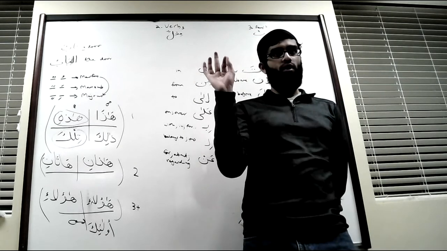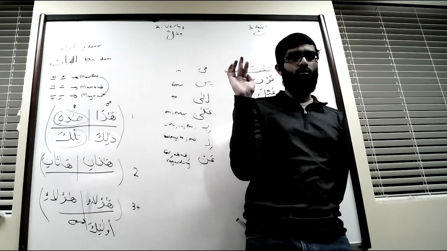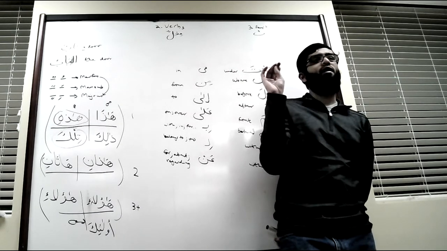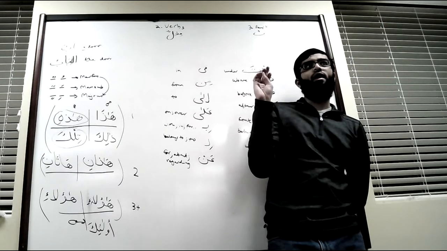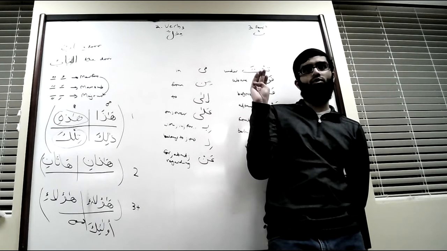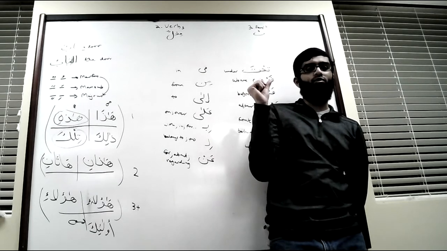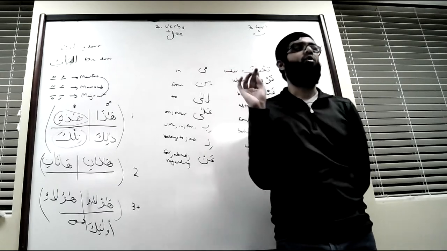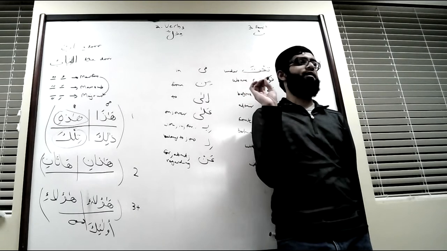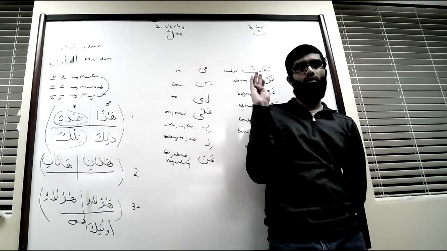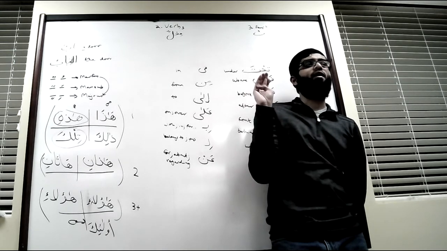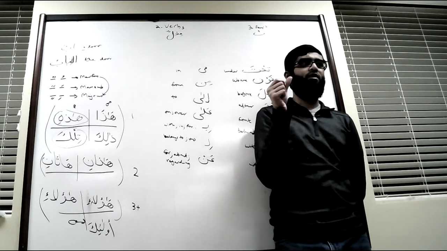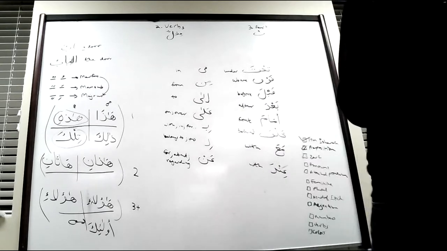Ready? Huwa, huma, hum, hiya, huma, hunna, anta, antuma, antum, anti, antuma, antunna, ana, nahnu. One more time. Huwa, huma, hum, hiya, huma, hunna, anta, antuma, antum, anti, antuma, antunna, ana, nahnu. Okay? Everyone remember that? It's very important, especially when we do verbs.